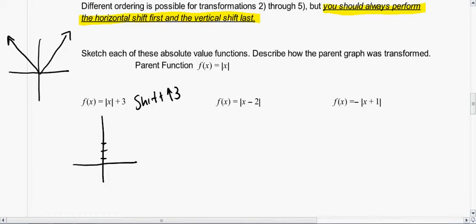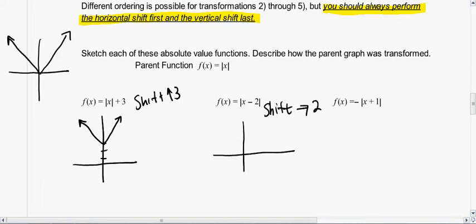1, 2, 3. Same familiar V, just move it up 3 units. In the next one, we're subtracting on the inside the absolute value bars. We're subtracting 2 from the x. So this is also a shift, but this is going to be a horizontal shift. And because it's a horizontal shift, it's kind of opposite of what our intuition thinks. We're subtracting, so we would think it'd be left. It is not. It's going to be another shift, but it is to the right 2 units.